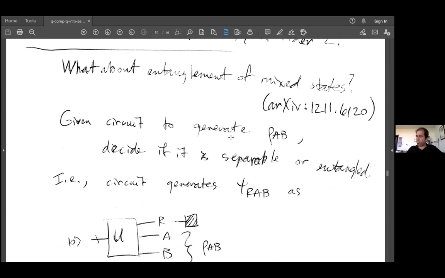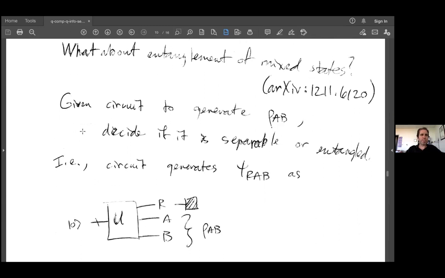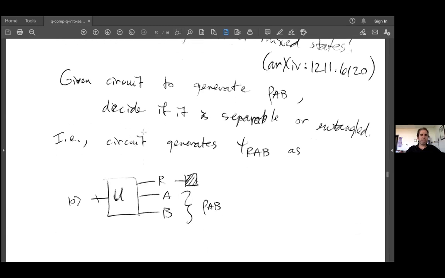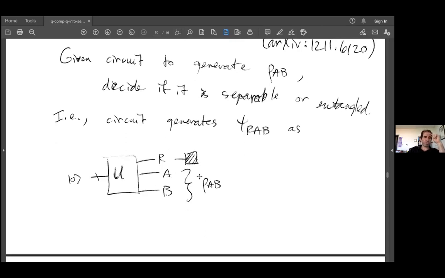So now I want to move on to talk about entanglement of mixed states. All right. And this is work that I did with Patrick Hayden and Kevin Milner approaching a decade ago. Okay. So the problem is this: given a circuit to generate a state, rho AB, decide if that state is separable or entangled. Okay. So the way that we always do this is that we suppose that a circuit generating a mixed state is a unitary, and you generate the mixed state by tracing out a reference, right? So this is the procedure to prepare rho AB.